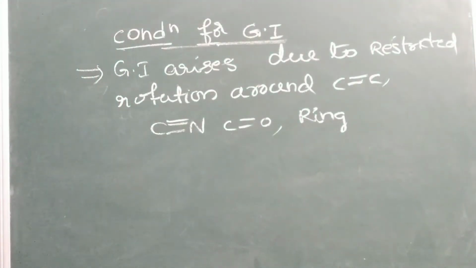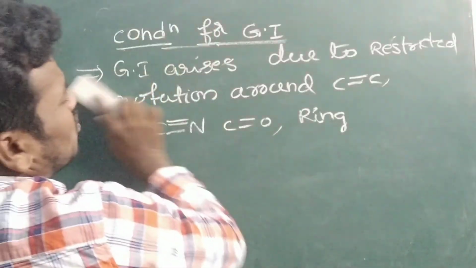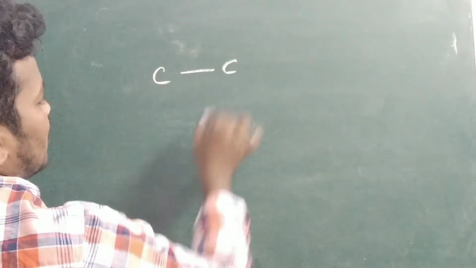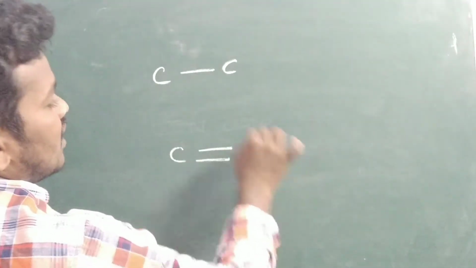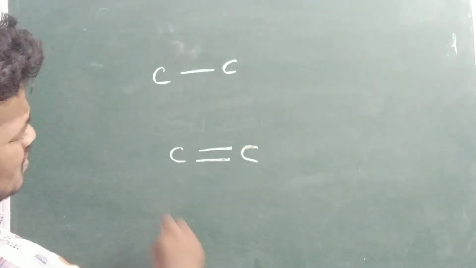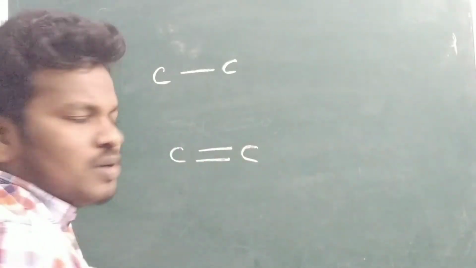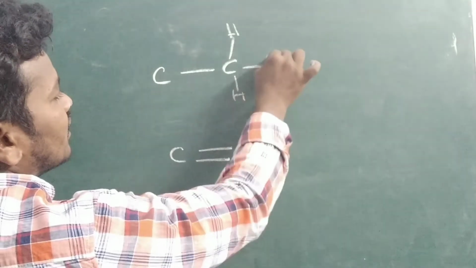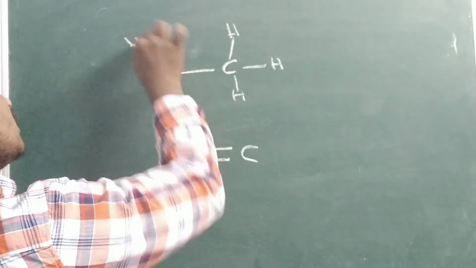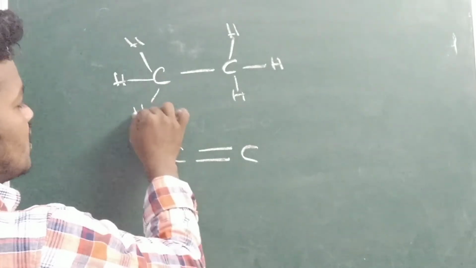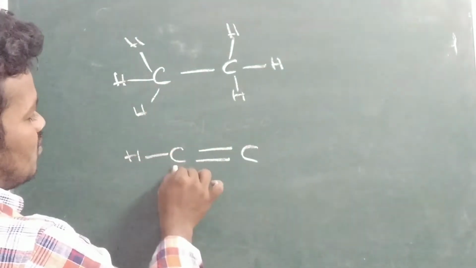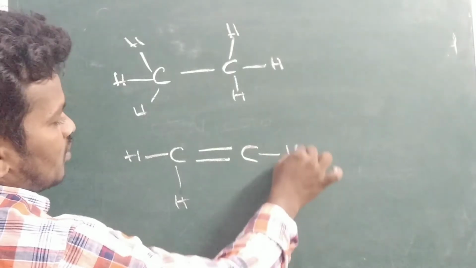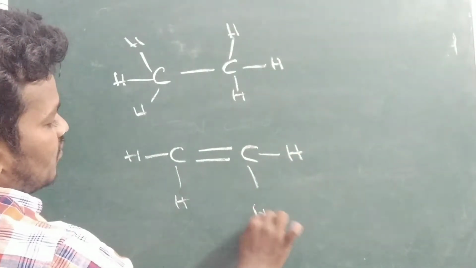Here you can see what is meant by restricted rotation, a new word. I am taking two examples. I am taking carbon here. Here it is the single bond, and here it is the double bond. If you want, you can take the triple bond also. Here hydrogen, here also hydrogens. Here how many hydrogens? Two hydrogens, because we know the carbon valence is 4.